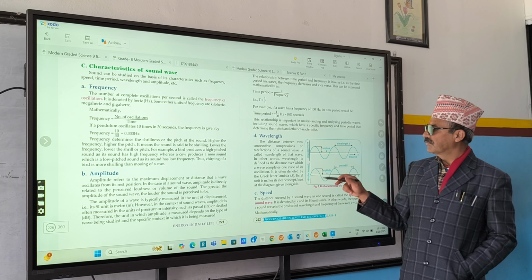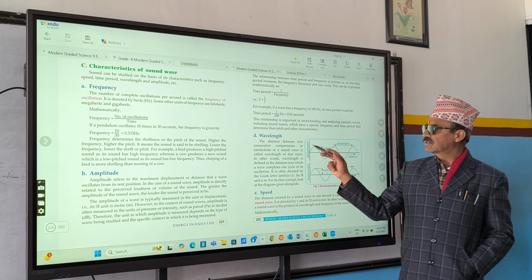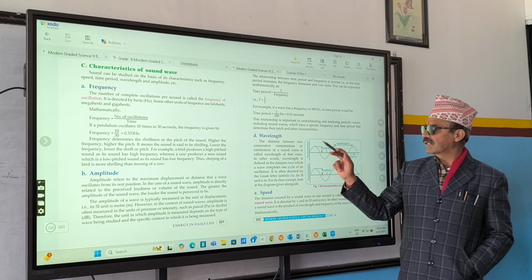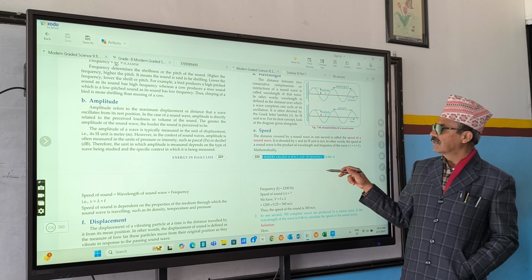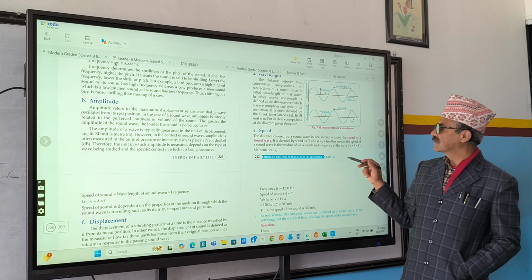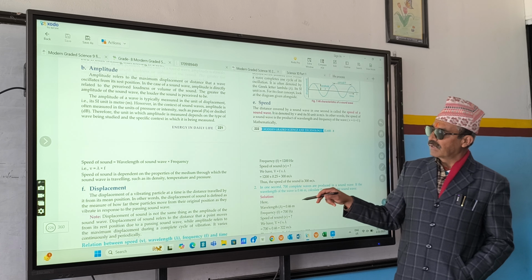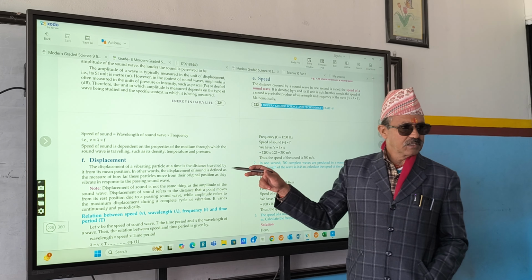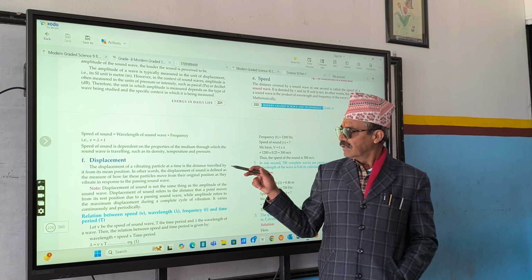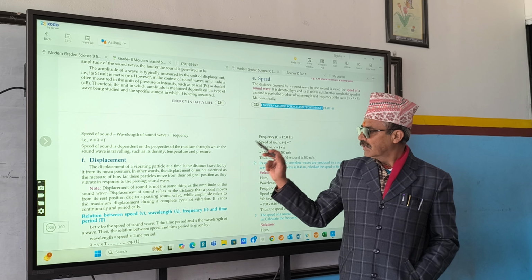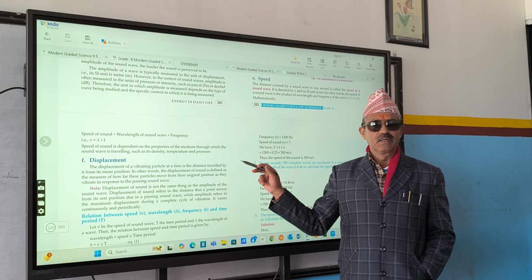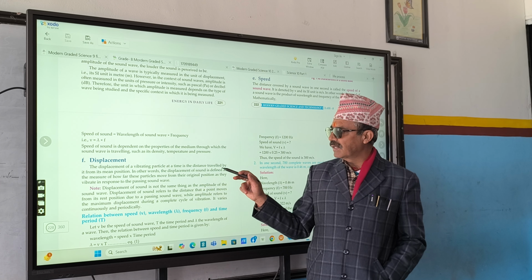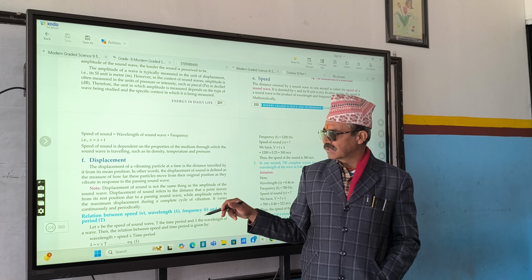What is wavelength? Distance between two consecutive compressions or rarefactions, that is one wavelength. What is speed? Distance covered by sound wave in 1 second. And what is the next point? Displacement. What is displacement? The distance traveled by a vibrating particle. Remember, distance traveled by a vibrating particle from its mean position.